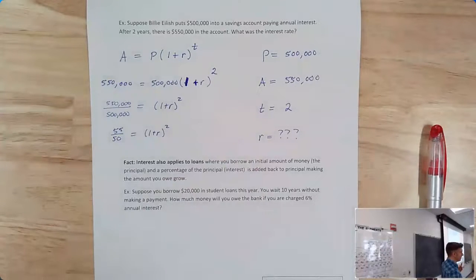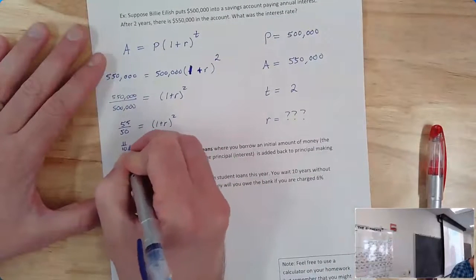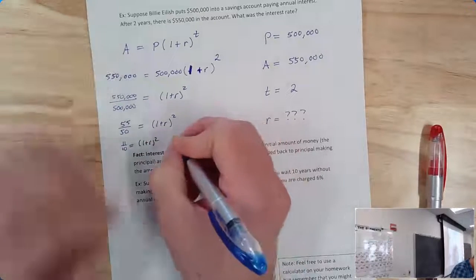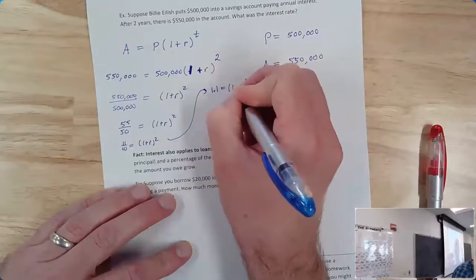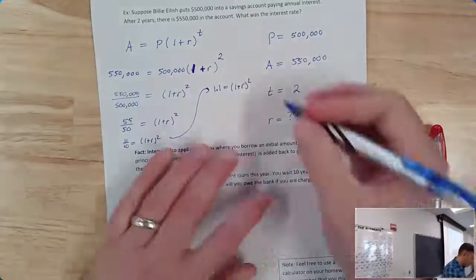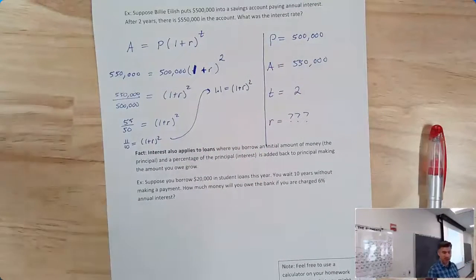You don't have to change it to a decimal, but often if something's divided by 10 or 100 or 1,000 or some power of 10, it's really convenient to write it as a decimal. So I'm going to write this as 1.1 equal to 1 plus R squared. Now, if I'm trying to solve for R, I'm going to take the square root of both sides. A lot of the times when you take the square root of both sides, you get a plus or minus, like if I was solving x squared equals 9, you get x equals plus or minus 3.